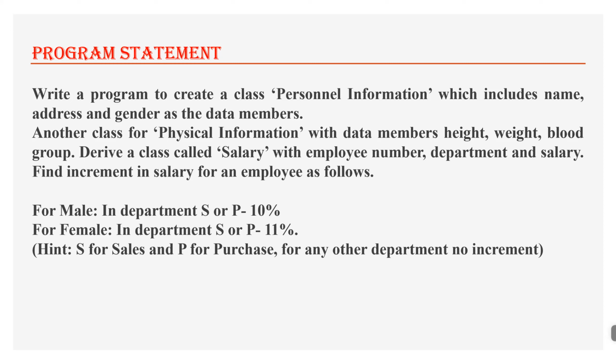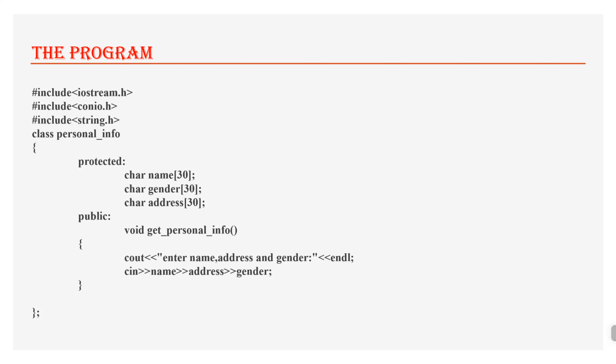For female, once again, information should be taken from personal information and department should be taken from the derived class, that is salary. Under that condition, it should be 11%. So that's the overall picture about the program. You are supposed to create two base classes, personal information and physical information, with one derived class called salary. So these are the concepts. Let's go to the program.